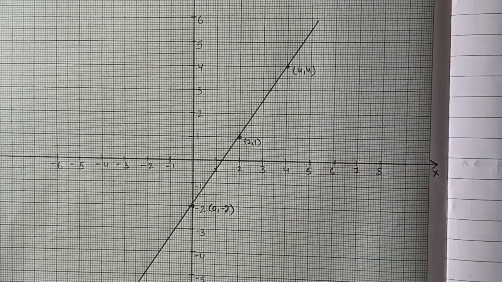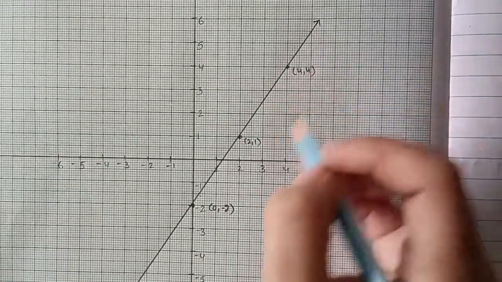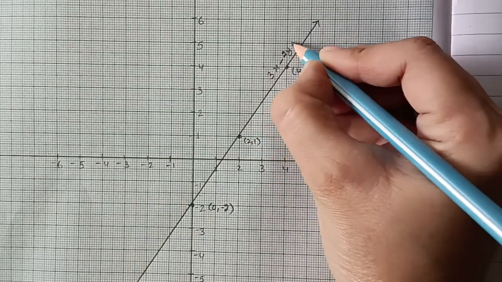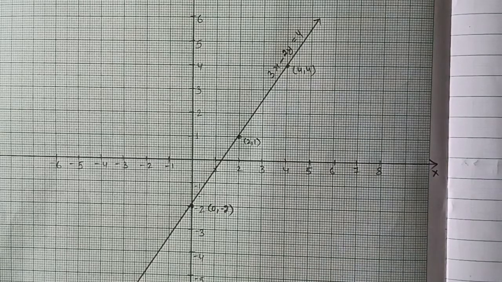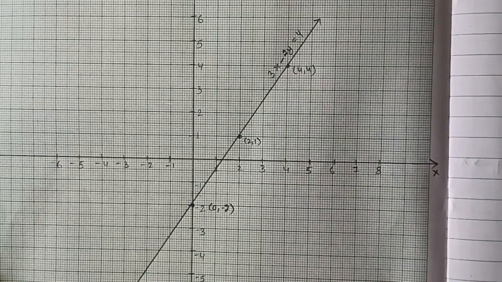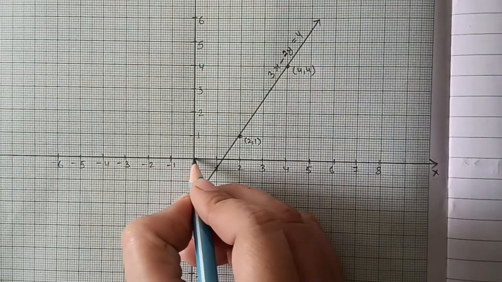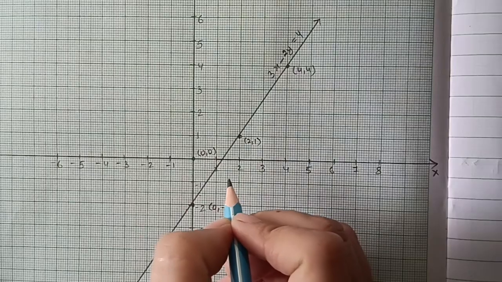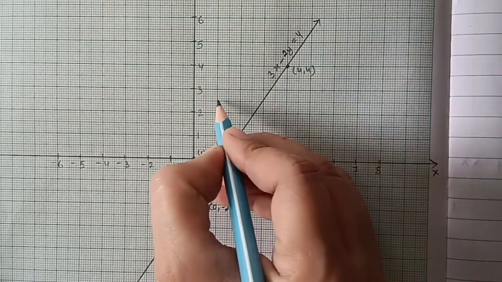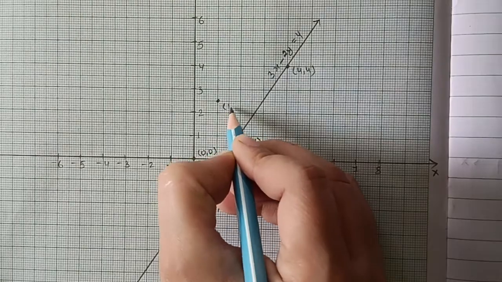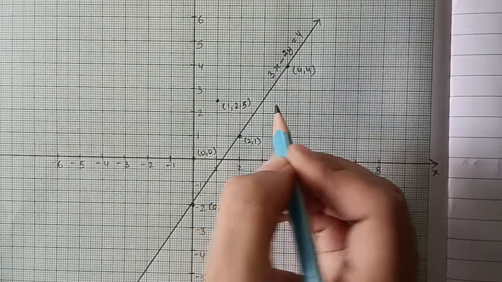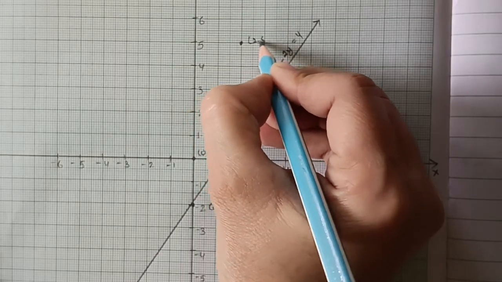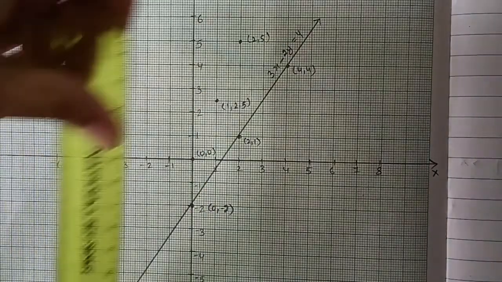Then next, this line is for 3x minus 2y equal to 4. Now the second line we will plot. The first plotting point is 0 comma 0. Then the second point is 1 comma 2.5. Then the third point is 2 comma 5.